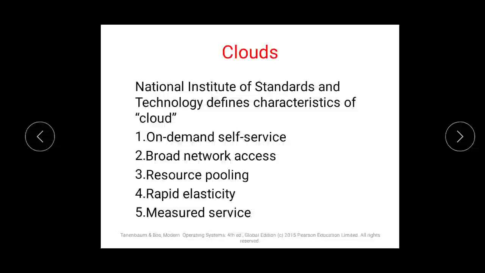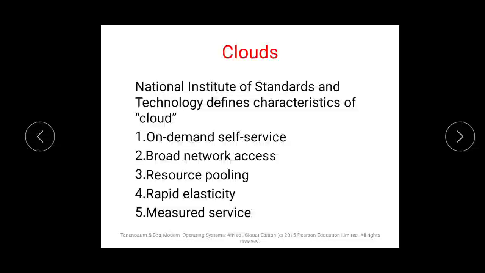So, in the last lecture, we had started with one small topic of the second part of this chapter, that is cloud, and we had seen the characteristics of cloud, that is on-demand self-service, broad network access, resource pooling, rapid elasticity, and measured service. So this was the question being asked in the 2017 paper as well as the 19 paper. What are the characteristics of cloud?